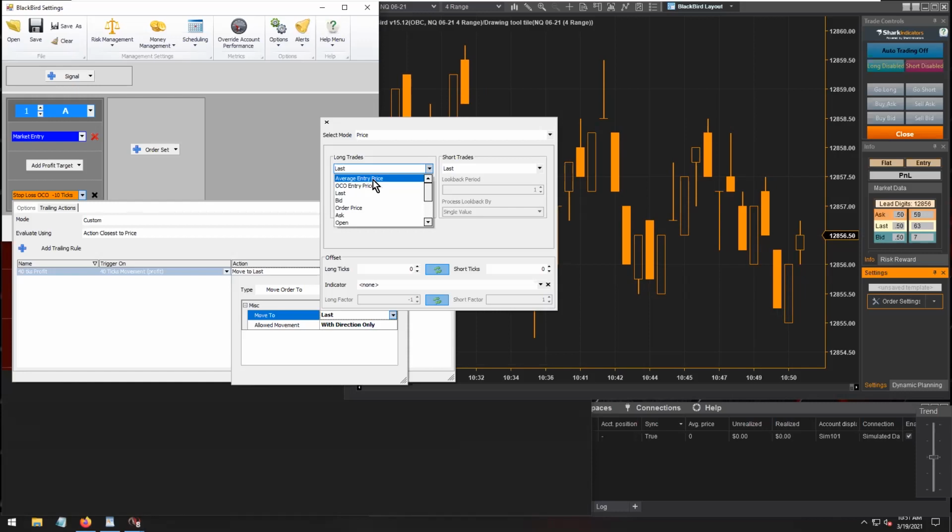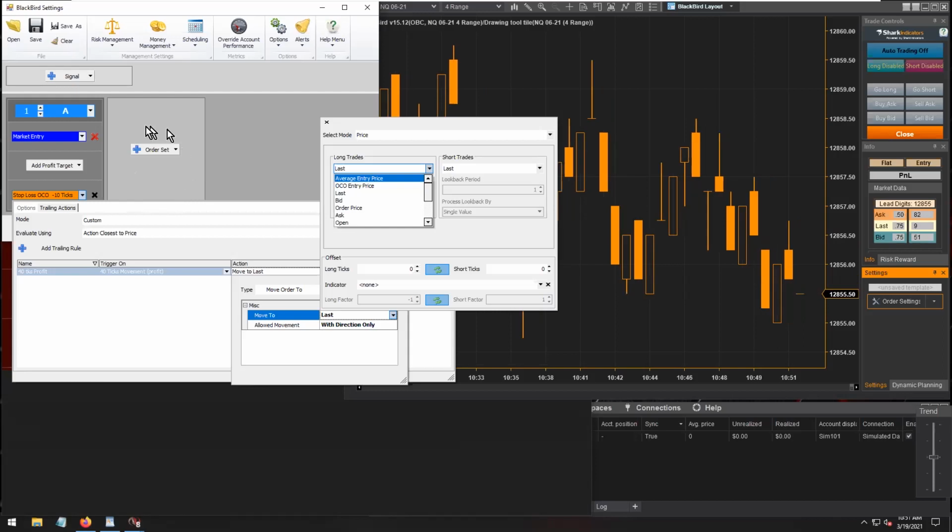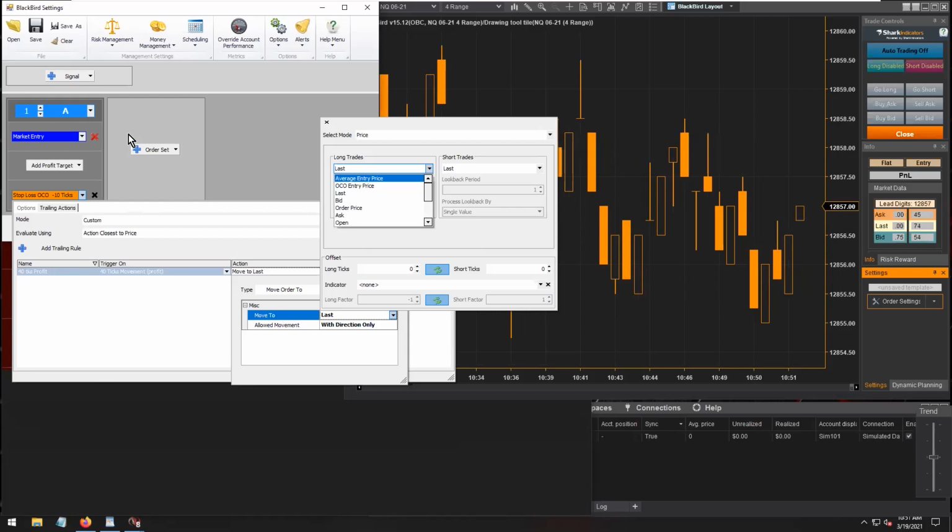The only time the average entry price is useful is if you have other order sets here, right? So maybe you have 2 or 3 order sets, and they're getting into the market at different prices. If your entry order is basically scaling in, or cost averaging into the market, creating a better average entry price, then that's when you might want to use the average entry price.